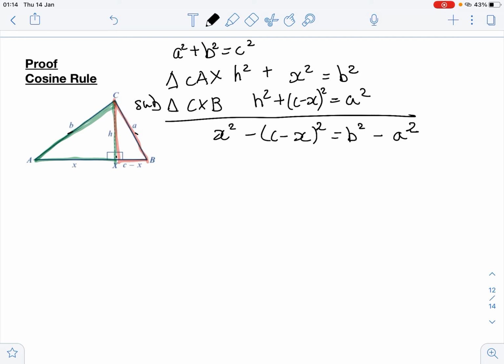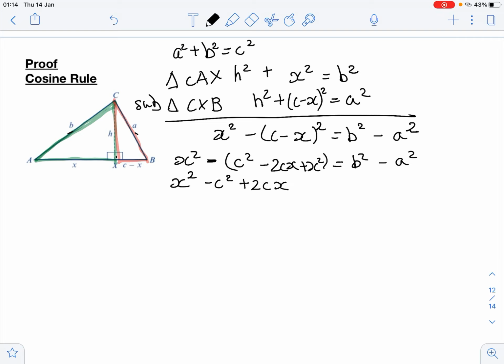So we're going to expand. (c minus x) squared is the same as c squared minus 2cx plus x squared, equals b squared minus a squared. Because there's a negative sign, we get x squared minus c squared plus 2cx minus x squared equals b squared minus a squared.